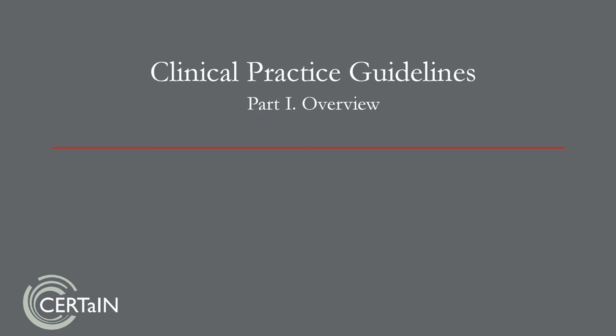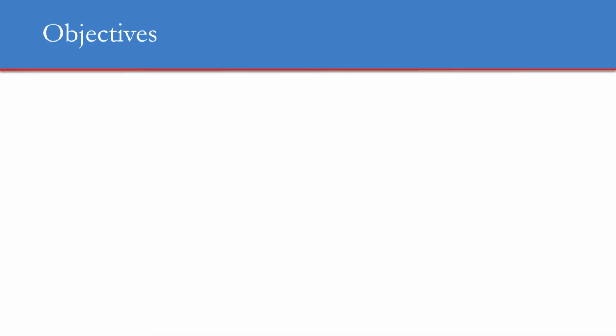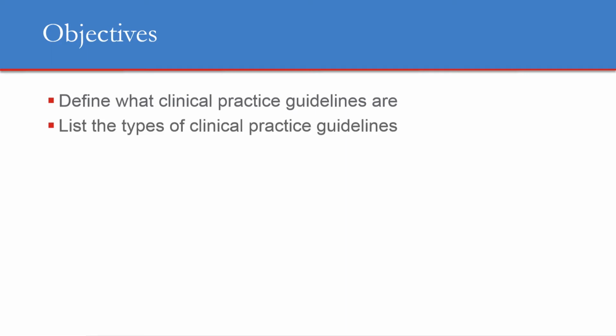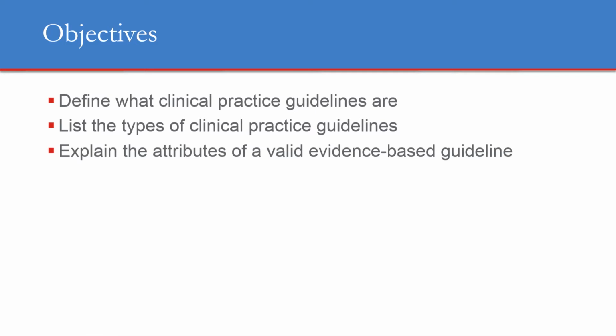We begin the first part by looking at a general overview of clinical practice guidelines. By the end of this section, you should be able to define what clinical practice guidelines are, list the types of clinical practice guidelines, and explain the attributes of a valid evidence-based guideline.